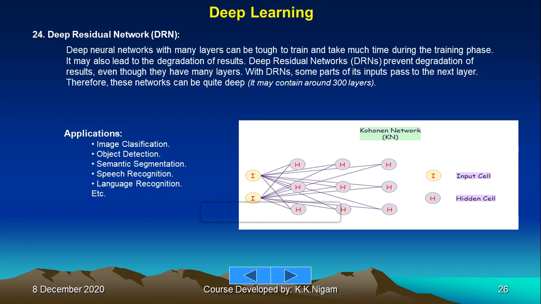Deep residual network, DRN. Deep neural networks with many layers can be tough to train and take much time during the training phase. It may also lead to degradation of results. Deep residual networks prevent degradation of results even though they have many layers. With DRNs, some part of the inputs pass to the next layer. Therefore, these networks can be quite deep. It may contain around 300 layers. Applications for this are image classification, object detection, semantic segmentation, speech recognition, language recognition, etc.